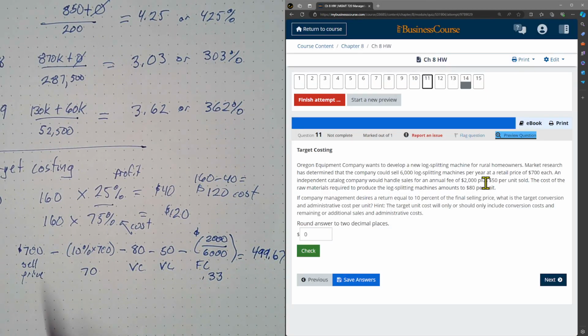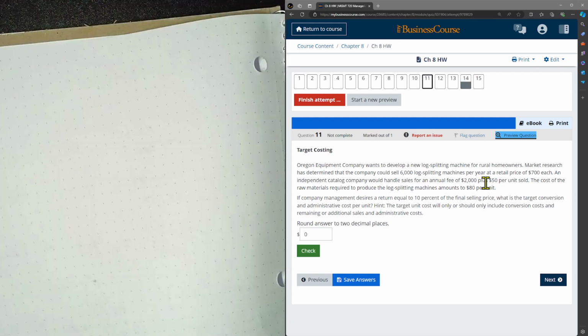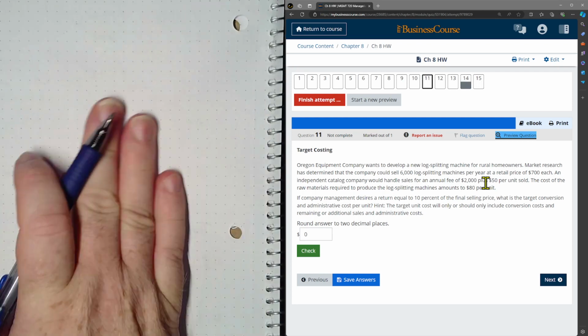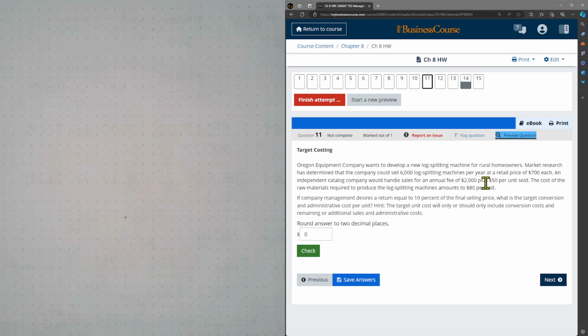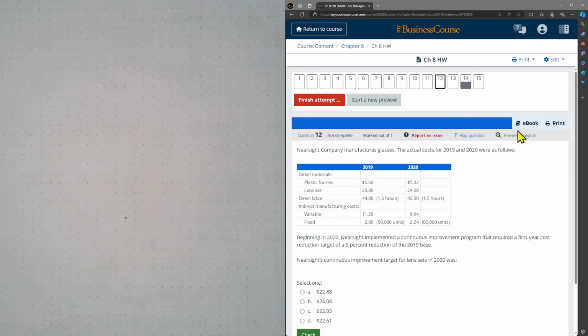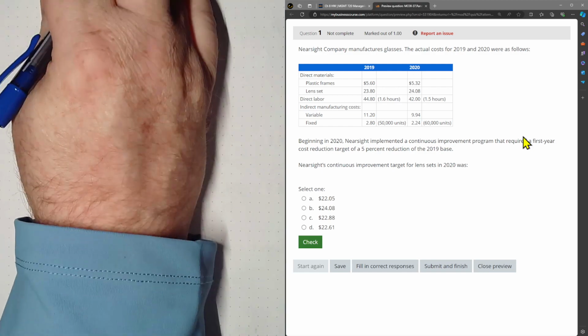Okay. So those are the two target costing questions. Let's get a new sheet of paper here. The next two are going to be continuous improvement questions. So there's a lot of numbers on this page. So let me just write up here. This is continuous improvement.